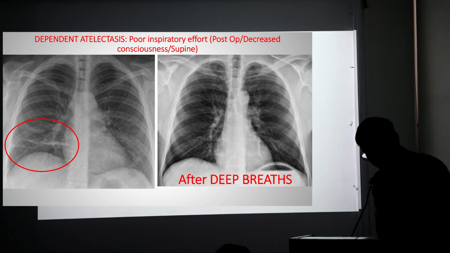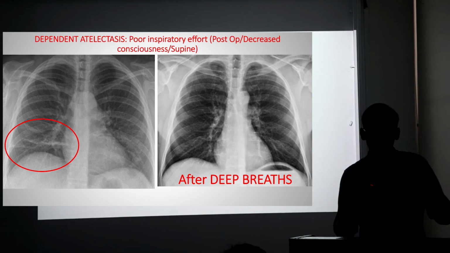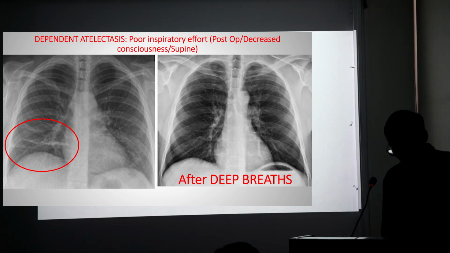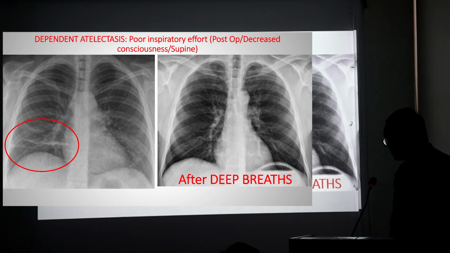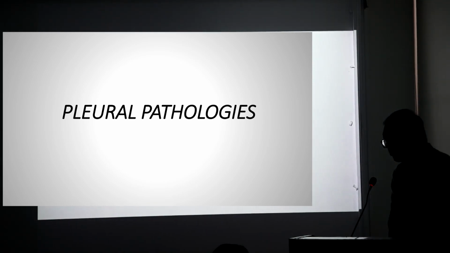Now, this is a very frequent post-op patient. We will get such opacities and get referrals from surgeons. So, what is happening? Any upper abdominal surgery will cause decrease in the movement of the diaphragm and will land up with such plate-like atelectasis. And if we take an X-ray after deep breaths, it will be gone. So pain management and physiotherapy are the treatment for this patient. Okay. Poor inspiratory effort post-op or decreased concentration, a supine patient will cause dependent atelectasis. Now this is a long-standing patient with post-TB fibrosis. This is cicatrization atelectasis. I'll go a bit fast.